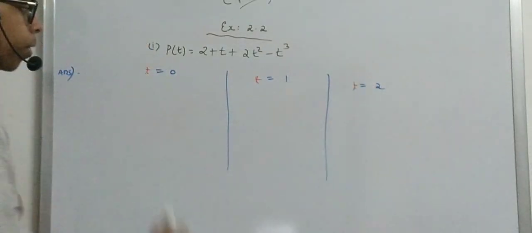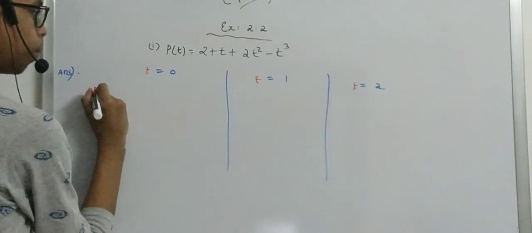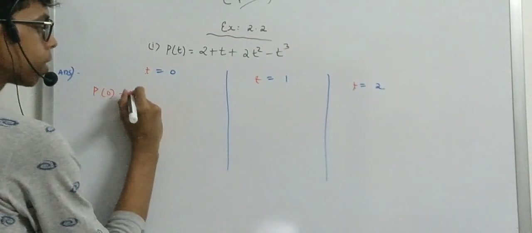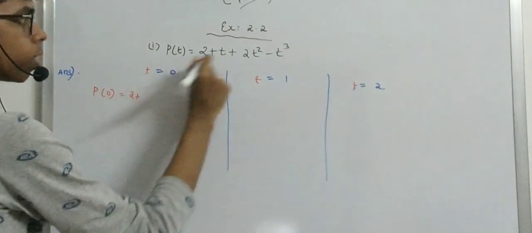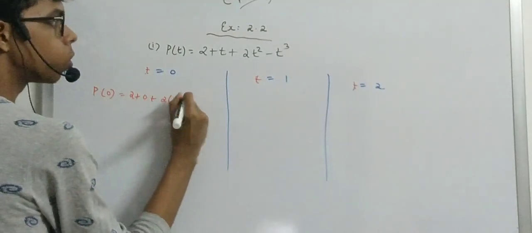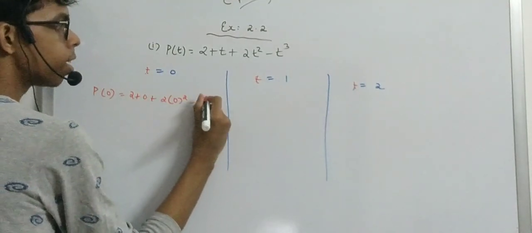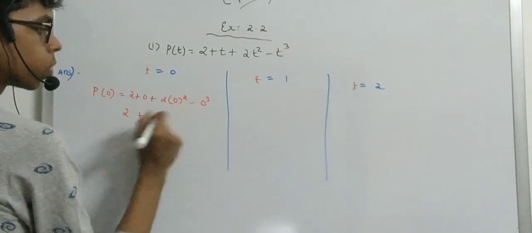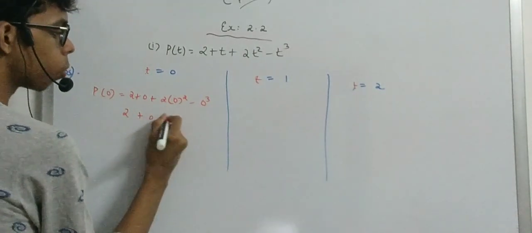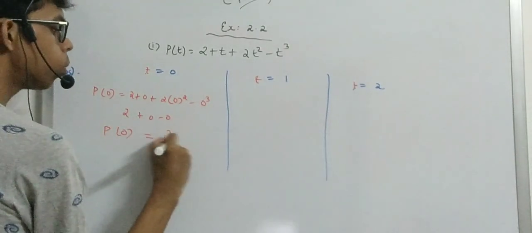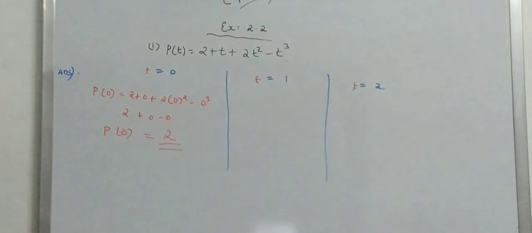Okay, so let's see. We have to find p of 0. P of 0 means we substitute t with 0. So 2 plus 0 plus 2 into 0 square minus 0 cube. 2 into 0 is 0, and here also 0 minus 0. So we will get p of 0 is equal to 2. Just substitute and find your answer.